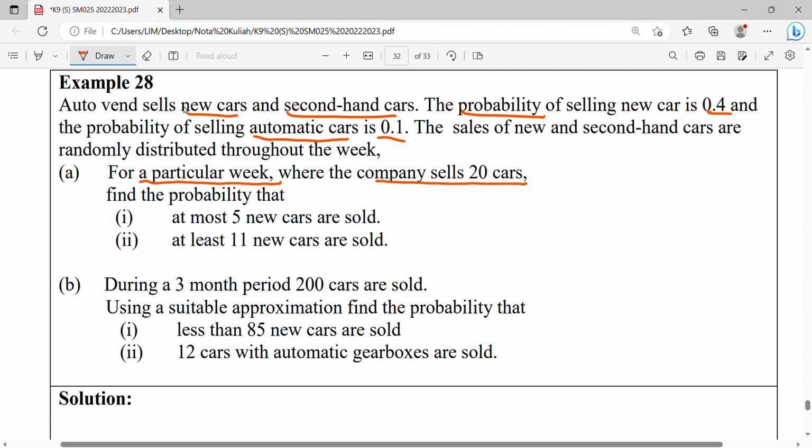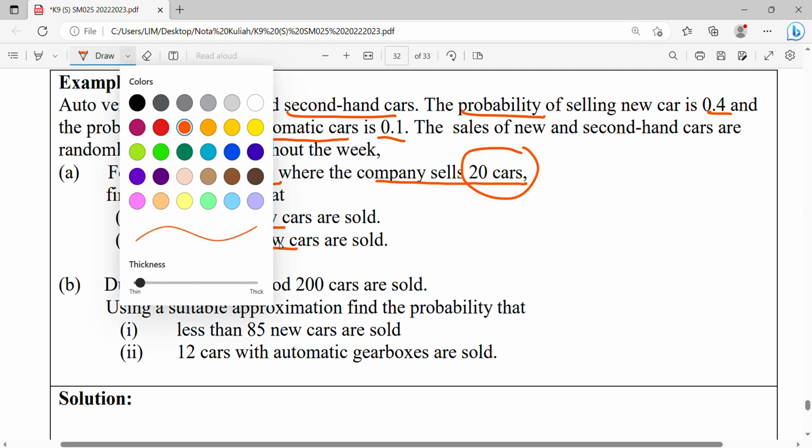Find the probability, how many cars here? So find the probability of the number of cars. Number of cars, discrete or continuous? Discrete. So it might be binomial, it might be Poisson. But you can see it sells 20 cars. You have a sample already. So obviously this is binomial. So X, write your distribution.